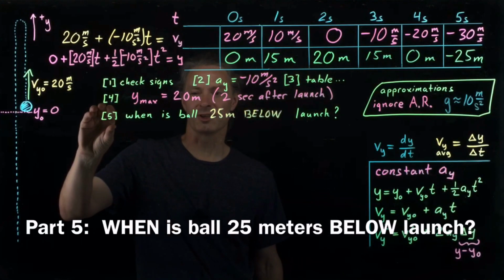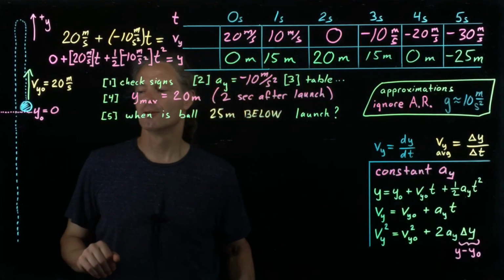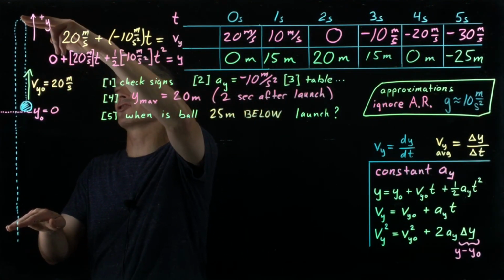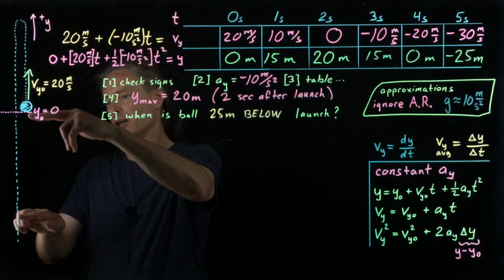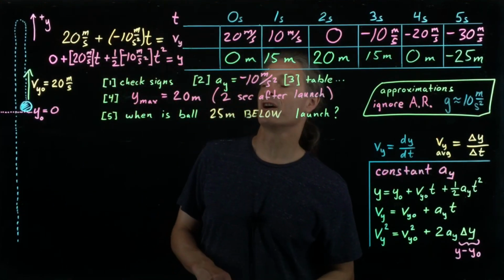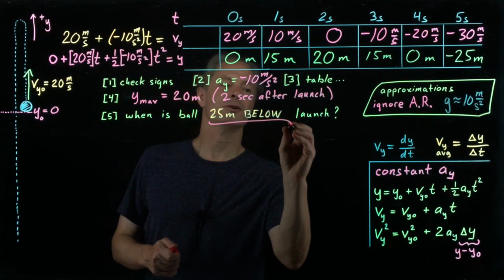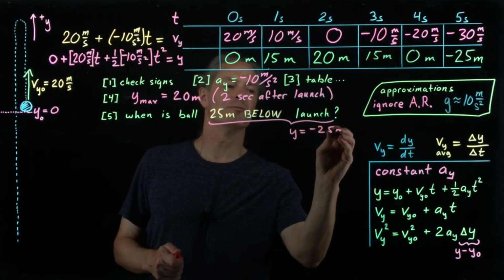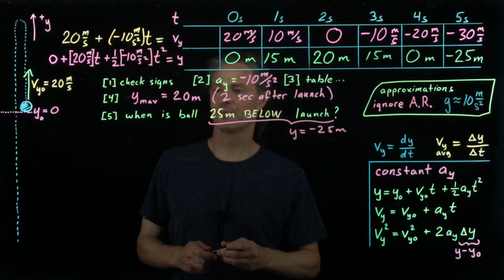Finally, in the last part of this problem, we're asked when the ball is 25 meters below launch. That is, how long does it take the ball to go from launch all the way up to maximum height and then back down to some location here 25 meters below the point from which it was launched? So first, we should identify where that is. 25 meters below launch corresponds to y equals minus 25 meters. We want the time at which this happens.